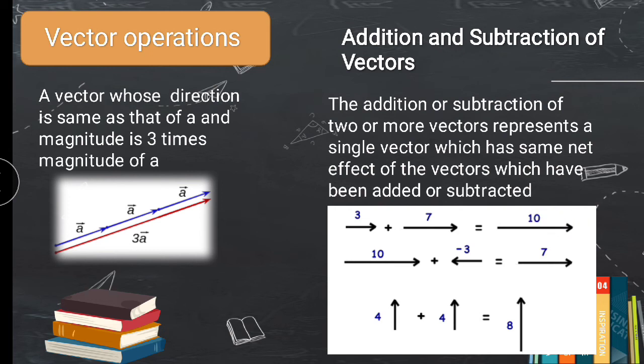In the second example you can see the first vector of length 10 and the second vector of length minus 3, but they are directed in the opposite direction. Opposite direction represents subtraction. So 10 minus 3 is 7. In the third example you can see the first vector which is 4 and the second vector which has the magnitude 4. So what is the addition? 8, right.